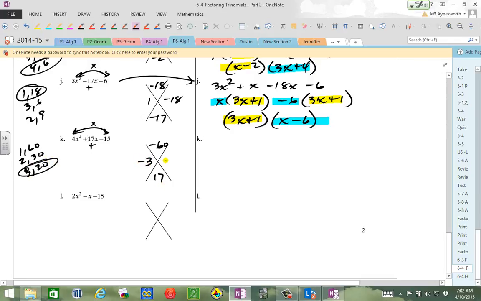So split the middle term, 4x squared plus 17x minus 15. Splitting the middle term looks like this. Now I notice that 4 and 20 have a common factor, so I'm going to start off with a 20x. So plus 20x minus 3x. There's the splitting right there. 20x minus 3x is 17x. So I just split the middle term. I wrote the 20x first because it has a common factor with the 4.